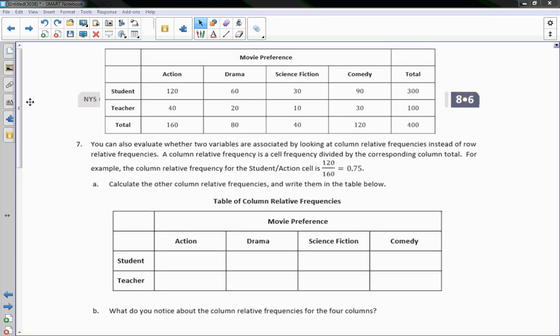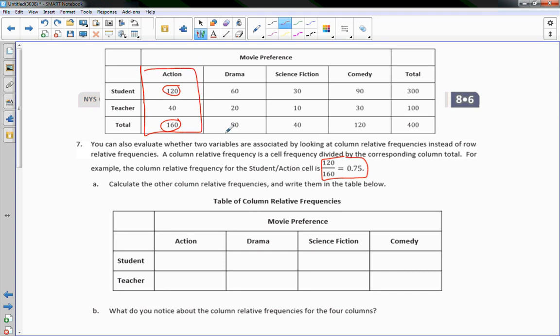Okay, so I didn't have to go back 2 pages. I am just simply copying the diagram to here. So what they just explained here is the student action cell. Students who like action movies is the numerator out of the total. So we're working with columns this time. So 120 divided by 160 is 0.75. Okay, and then if I do the teacher one, keep in mind these have to add up to 100%. So it is 40 over 160. But rather than reducing and trying to figure it out, 0.25 added to 0.75 is 1.